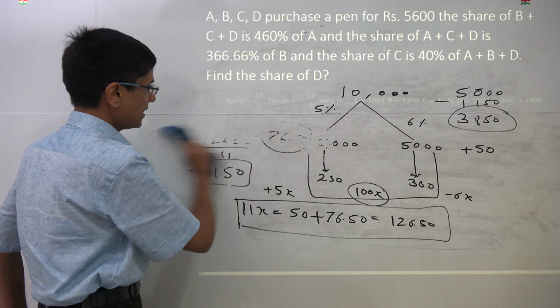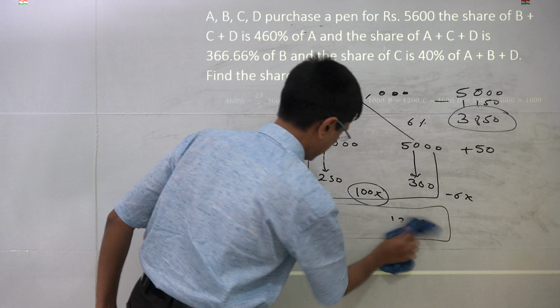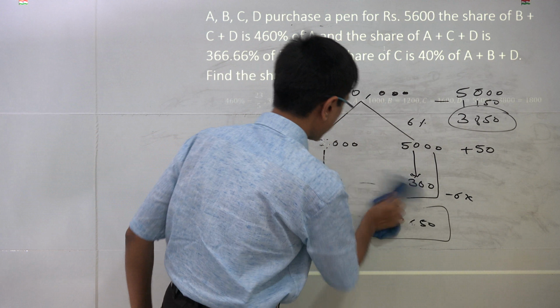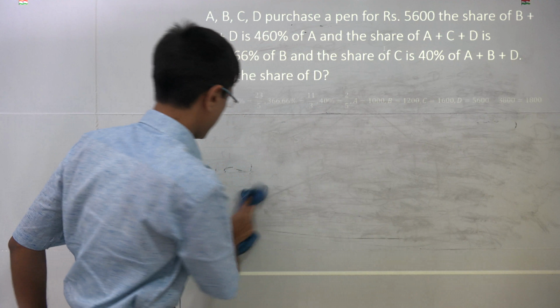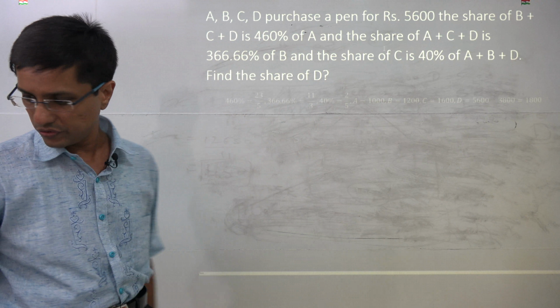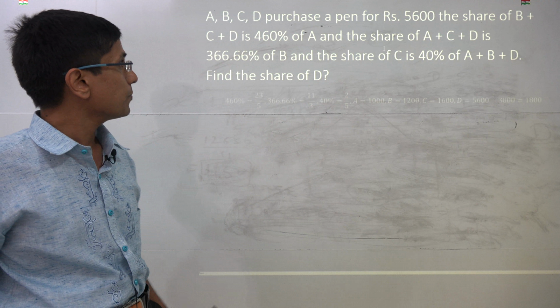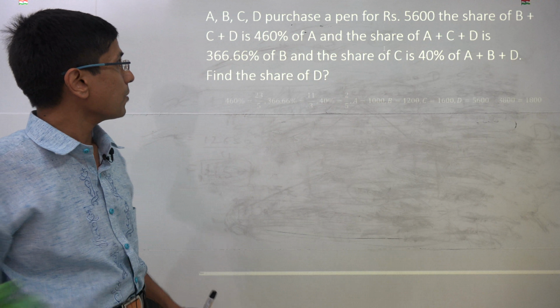Now, let's move on to the second problem. Again, we will see what would be the long method and then what would be the slightly shorter method of doing the same problem. So here it is. The problem is, there are 4 friends, A, B, C and D. Now they have purchased a very expensive pen, mind you. Okay, so they have purchased a pen at the cost of 5600. So that is indeed a very expensive pen.